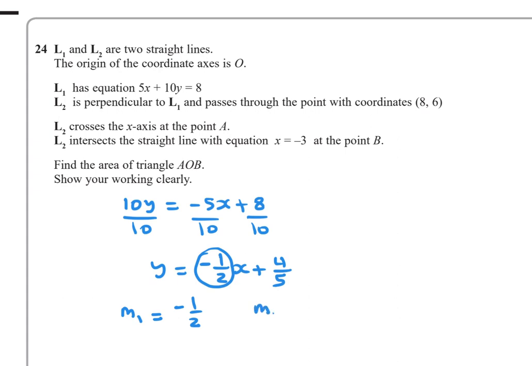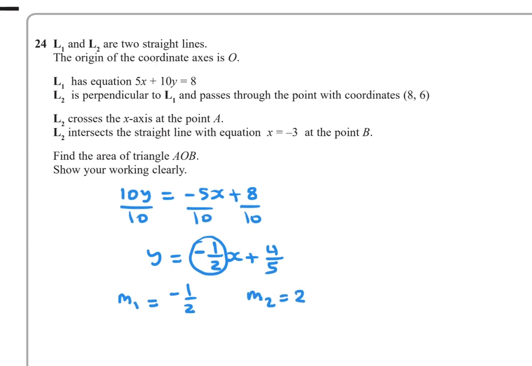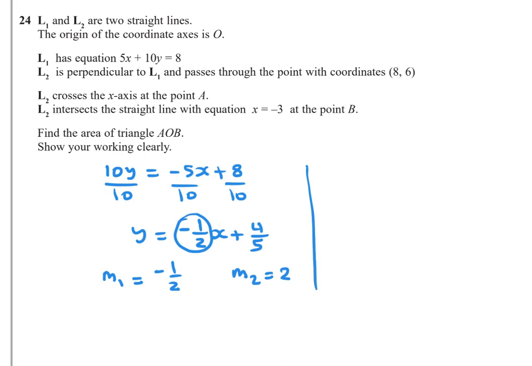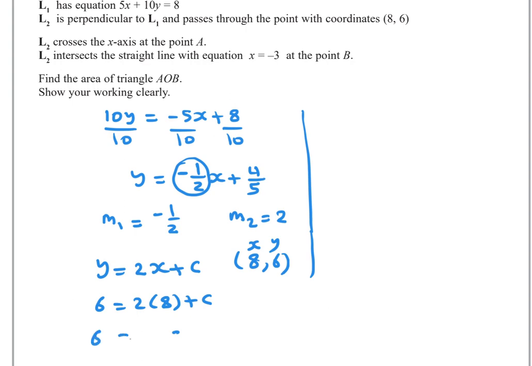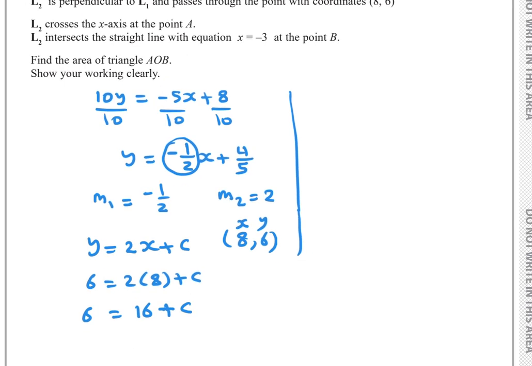So the gradient of L2 equals 2, negative reciprocal. So the equation of L2, y equals 2x plus c. We have the point 8 and 6, we can find c. Substitute x by 8 and y by 6, so 6 equals 2 times 8 plus c. So 6 equals 16 plus c, so c equals negative 10. So the equation of line L2, y equals 2x minus 10.